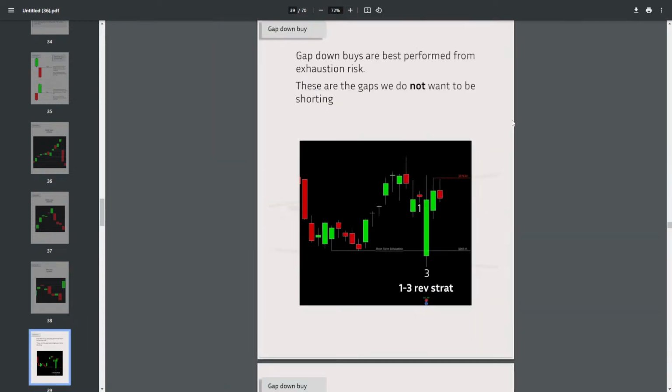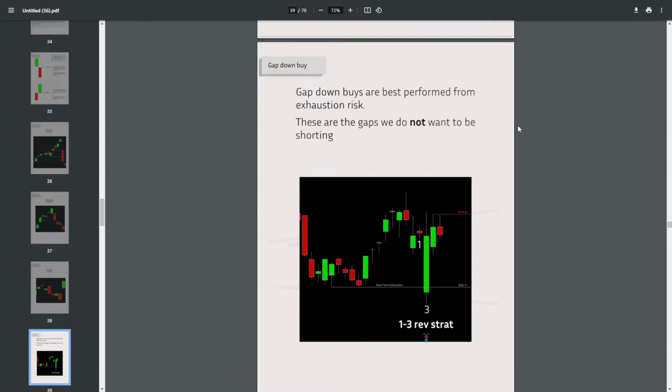So now with gappers, we have a rule, and the rule is that gap ups are made for selling, gap downs are made for buying. And the reason is because of what we know about the broad information. So when we're performing a gap down buy or gap up sell, we need to see a specific condition.